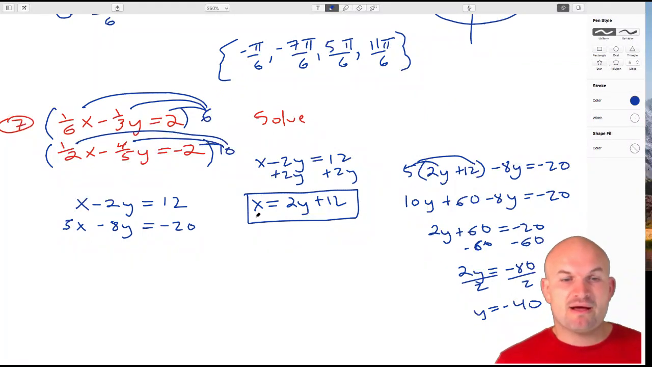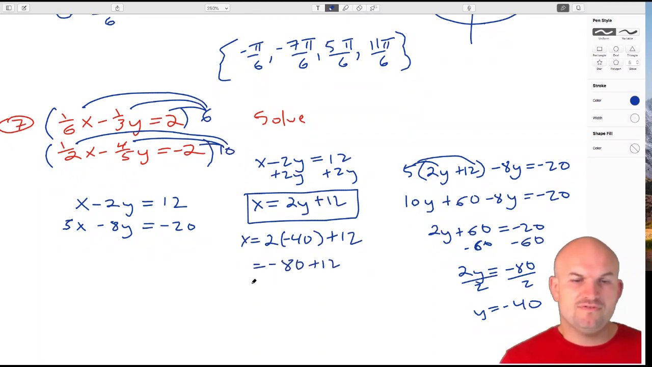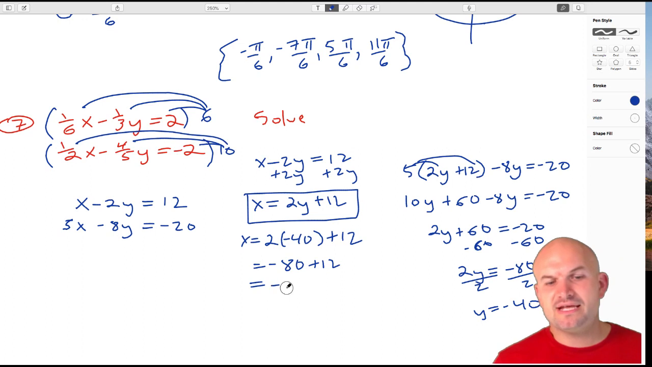So I'm now going to take my y, or I'm sorry, my negative 40, and I'm going to plug it into the y variable. So that's going to be 2 times negative 40 plus 12. So therefore that's a negative 80 plus 12, and therefore it's going to be a negative 68.